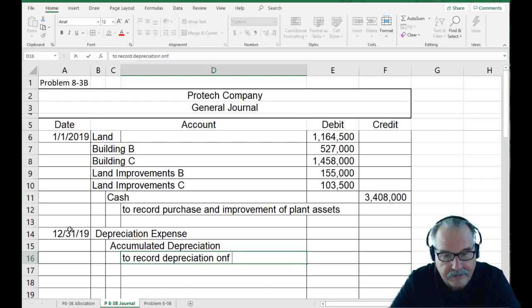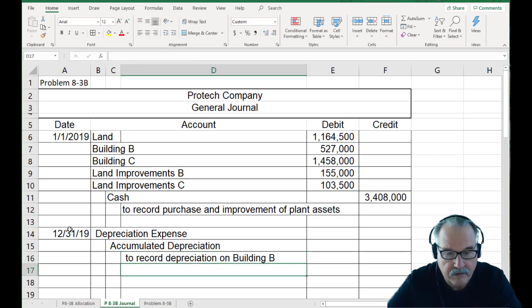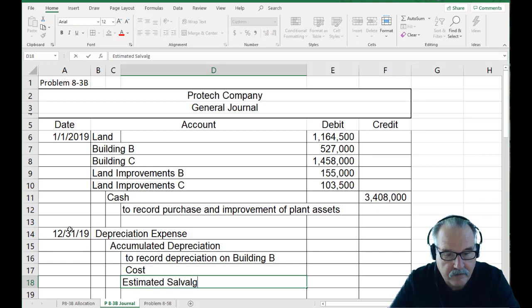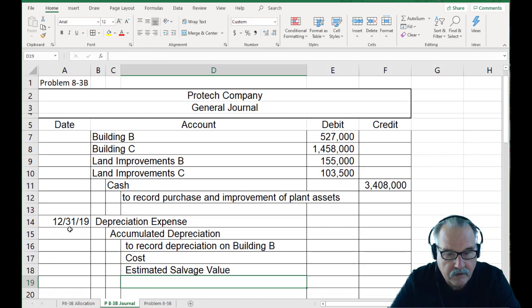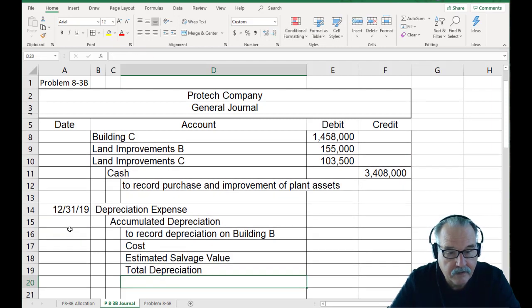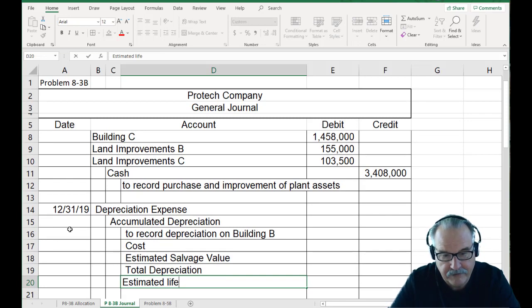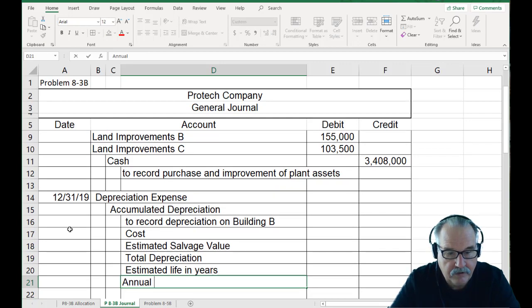on building B. We have the cost, the estimated salvage value, which gives us total depreciation, the estimated life in years, and so the annual depreciation.